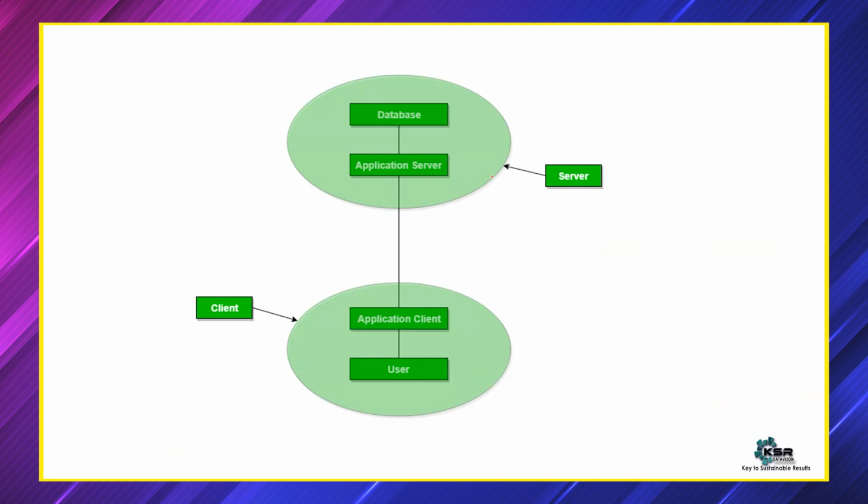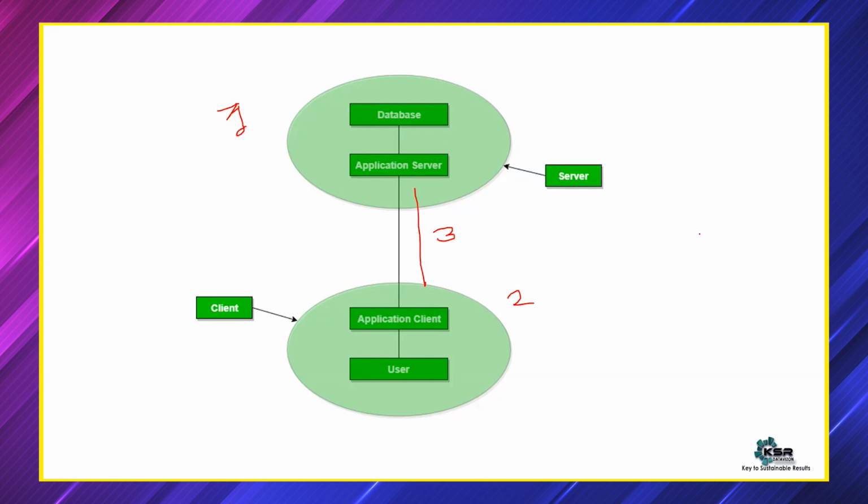Now you'll have a question: there are only two ovals, or two circles. You can assume this as one, and this as two. Where is the third layer, or third tier, of the architecture? This connectivity is called the third layer. This is layer one, this is layer two. The connectivity is called layer three, which altogether combine to form a three-tier architecture.